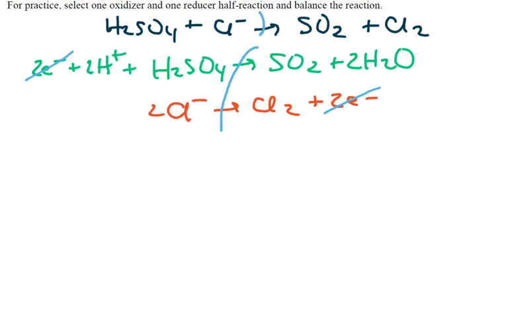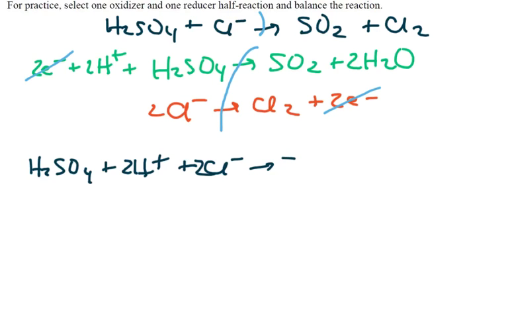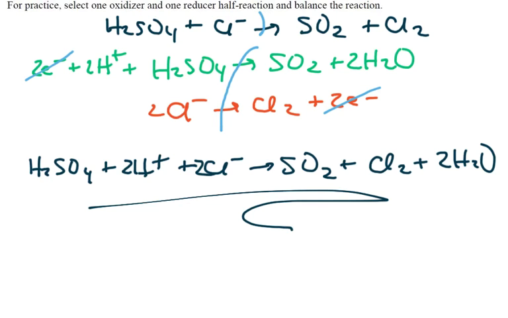So my final reaction is going to be H2SO4 plus 2 H pluses plus 2 Cl minuses turns into SO2, Cl2, 2 H2Os. And I cannot reduce, so this is my final reaction. Now we're done.